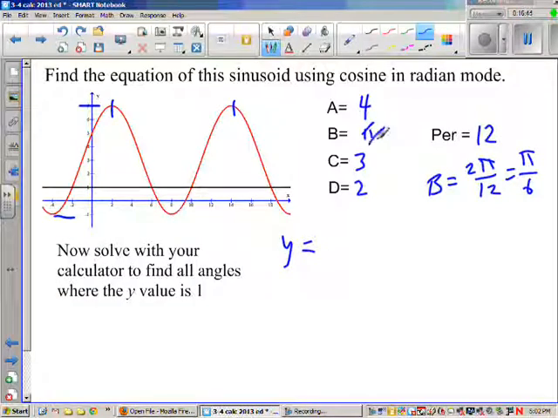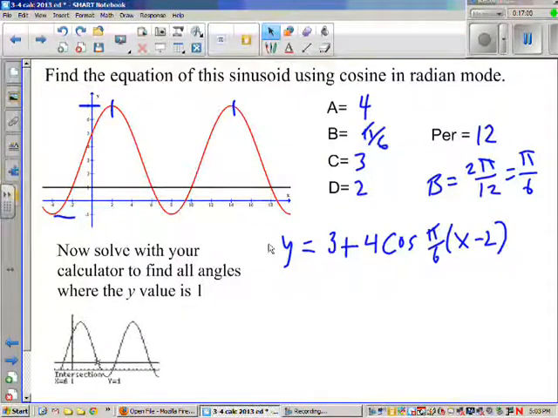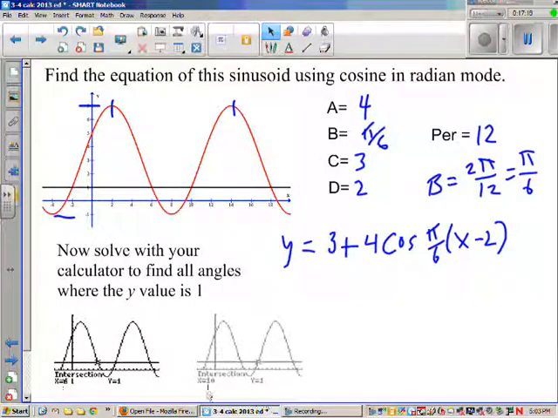That gives me pi over 6 and an equation of y equals 3 plus the amplitude 4. We're sticking with the cosine curve because it's easy to see its max value. We then put in our b, pi over 6, parentheses x minus 2. Using that equation, plugging into the calculator, this is going to be nice. We simply plug in y1 is this equation, y2 is 1, second trace 5, enter, enter, enter, and we get intersection of 6 and 10.